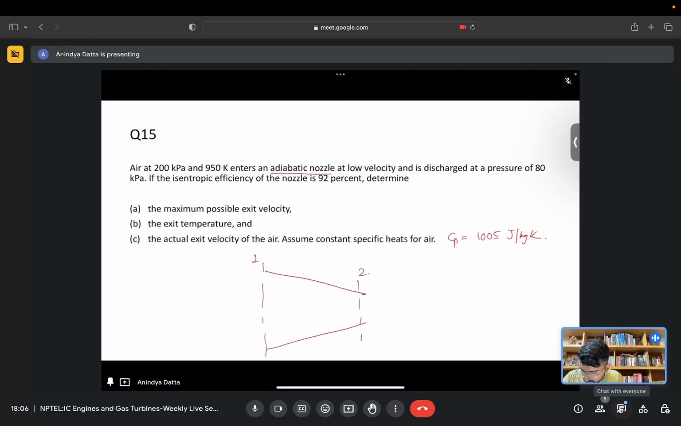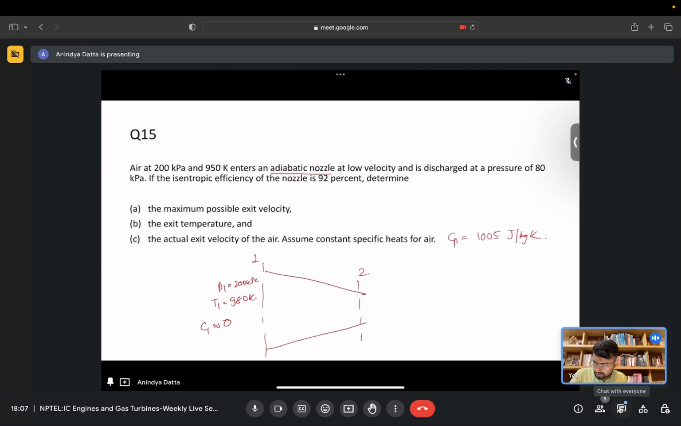Right, so P1 is equal to 200 kilopascal, T1 is equal to 980 Kelvin, and it's saying that these are low velocity, which means that the inlet velocity is approximately equal to 0. So if the inlet velocity is approximately 0, the stagnation temperature and pressure are equal to the static temperature and pressure, right? Because you know that stagnation temperature is static temperature plus C square by 2 Cp. Now if the velocity is very small, stagnation temperature is equal to static temperature. Okay.